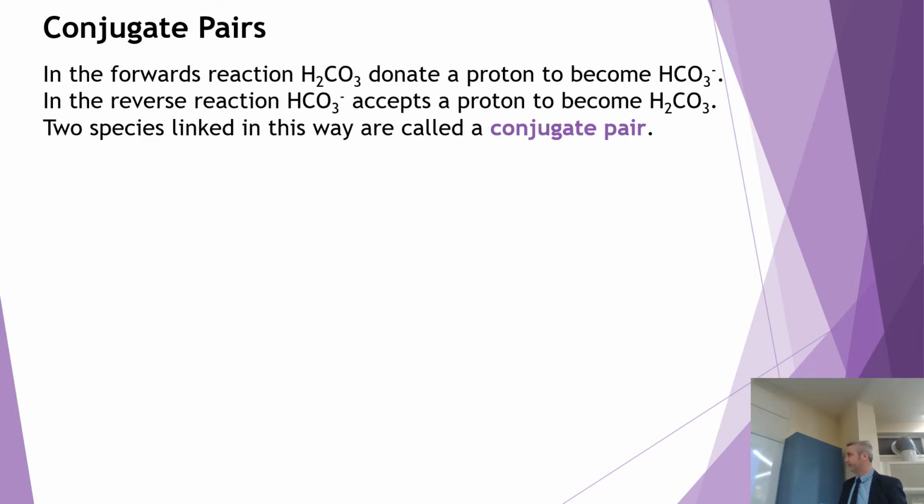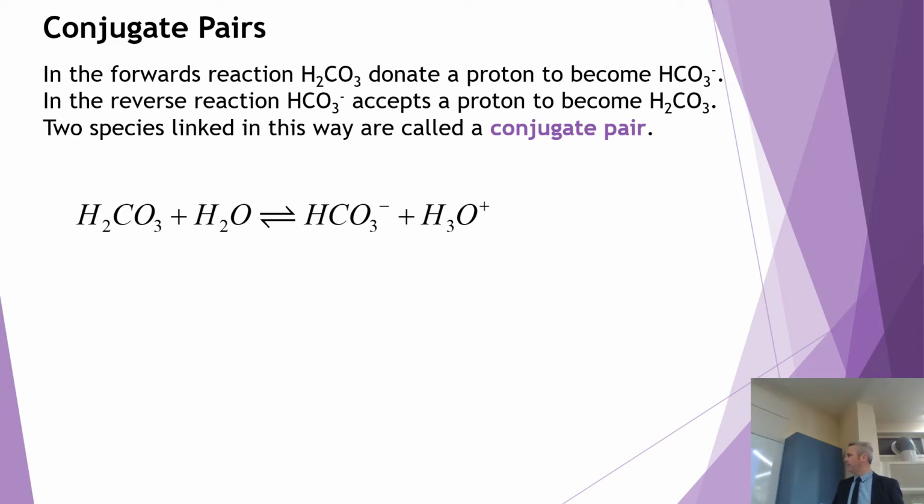Okay, so next one. Conjugate pairs. That was strong acids and strong bases. We're now going to look at something called conjugate pairs. In this topic, the majority of the time, we're going to be looking at acids and bases that have an equilibrium setup. Hence the topic's called equilibrium or aqueous chemistry.